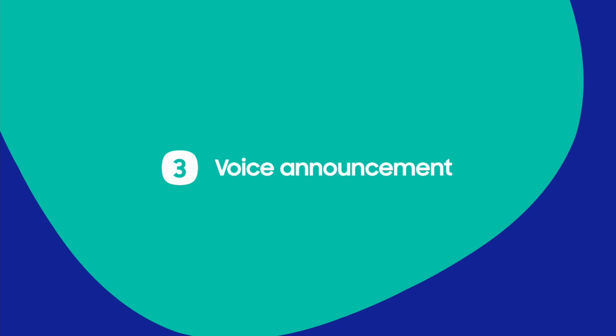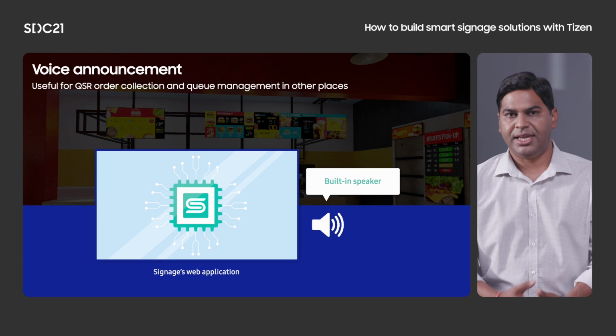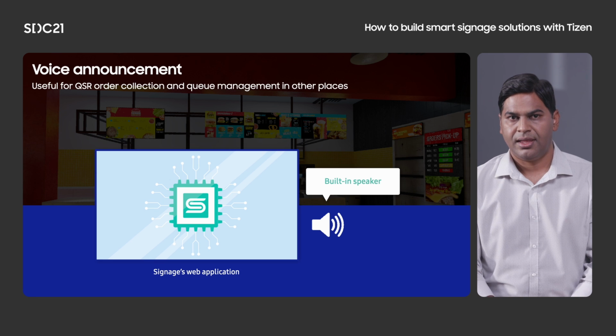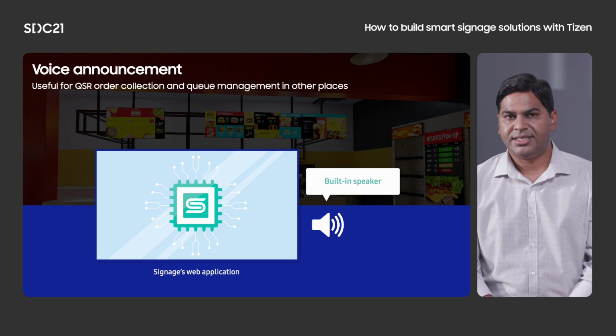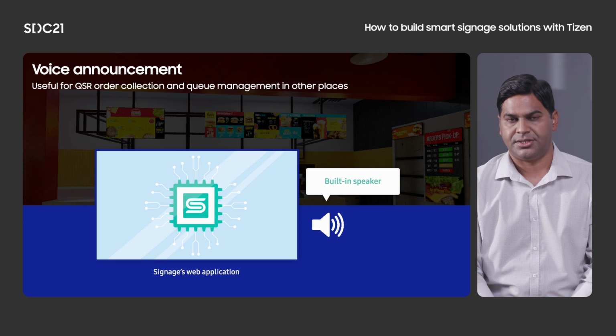Now, let's talk about voice announcement. Voice announcements are very common. We hear them often in many places like restaurants, banks, and hospitals. A queue management module can be easily implemented with a web application and run on a Tizen screen. This method minimizes human interaction and speeds up the service.